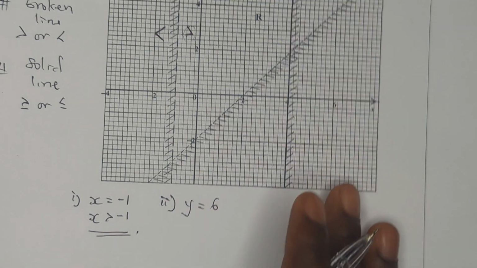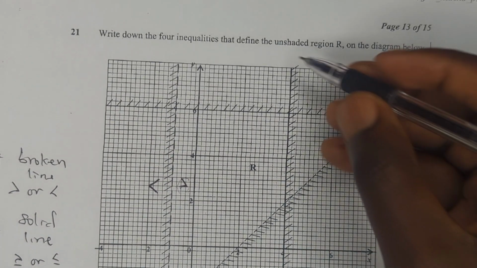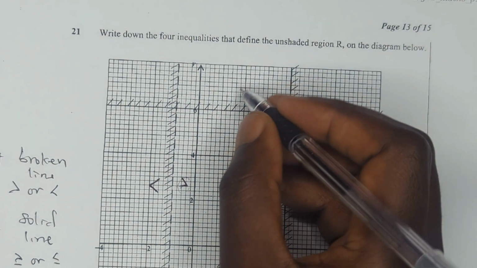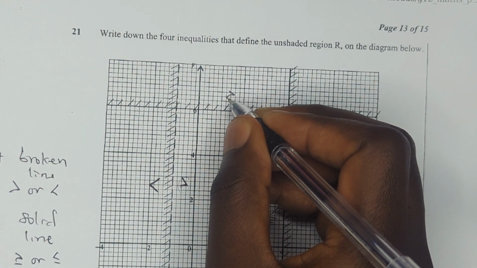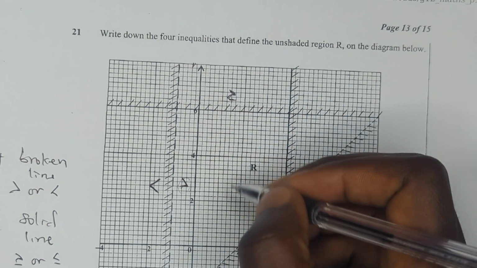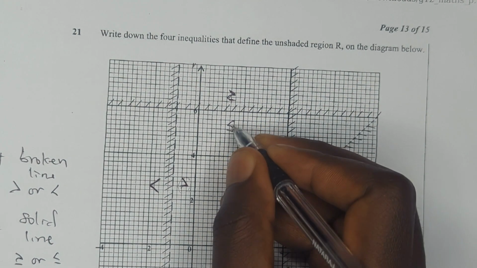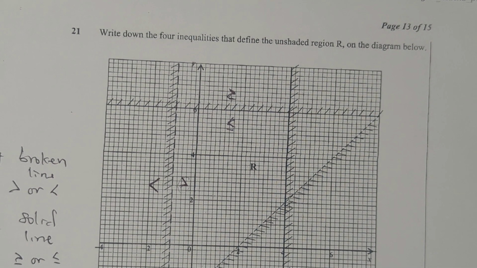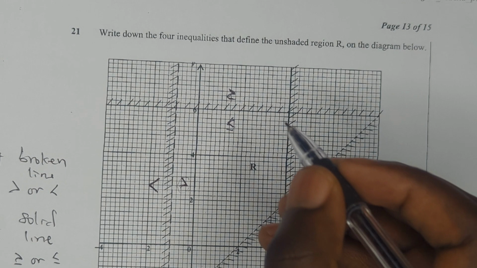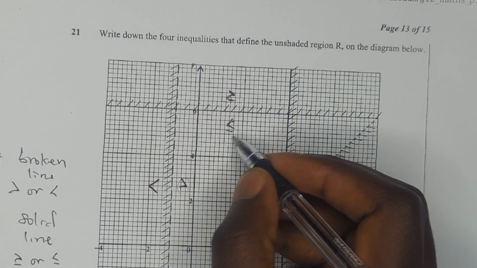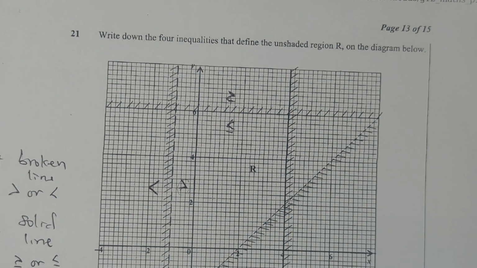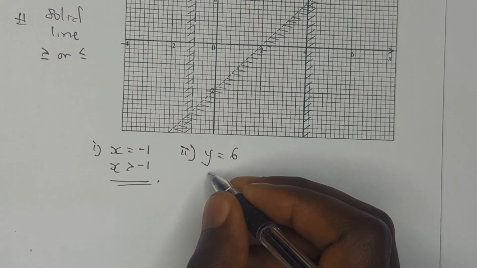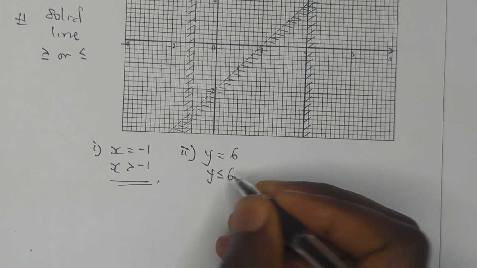Now the sign that we are going to use, when the numbers move in this direction, they are increasing. So this part here is greater than or equal to, and the down part here is less than or equal to, because when you move in this direction, the numbers reduce. We consider the sign which is inside the region R, which is less than or equal to. So for this one, y is less than or equal to 6.